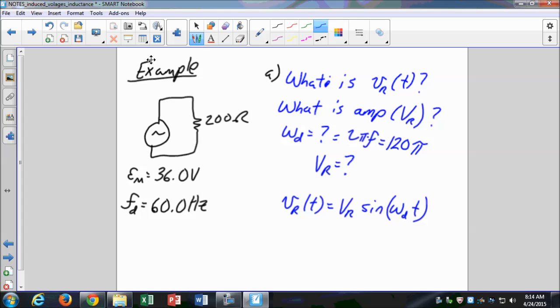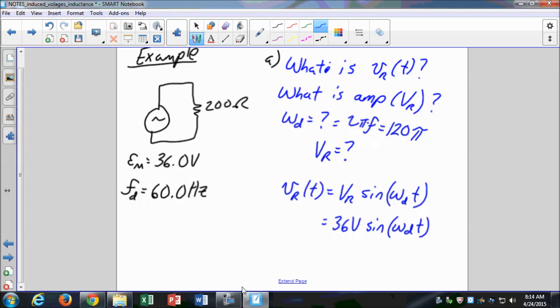I just want to know what this value is. This is a certain value. This is my maximum voltage. What is it? Oh, 36. It's 36, right. So that's just my maximum voltage. So this is equal to 36 volts times sine omega dt. And that's it. We have the function.